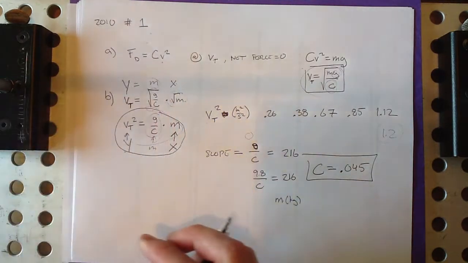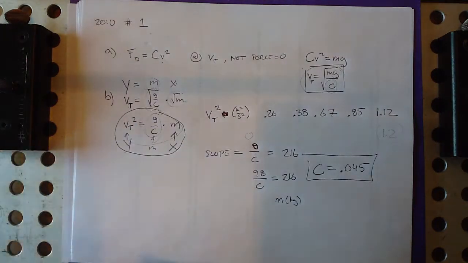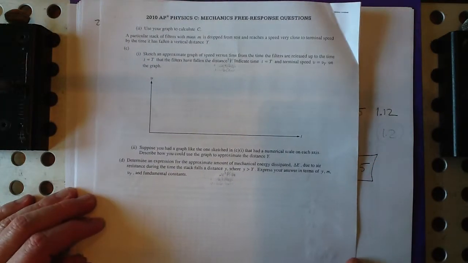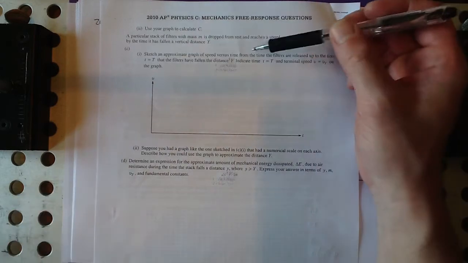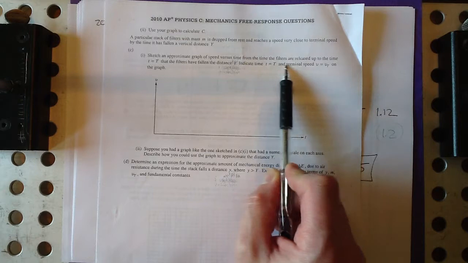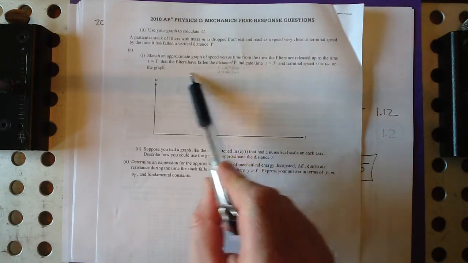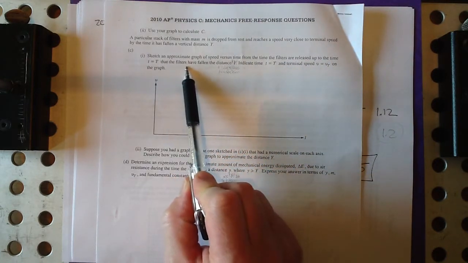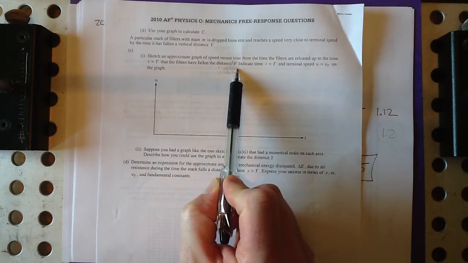Okay, the next part, C. I hope we used a lot of our 15 minutes there. Let's see how long this takes us. Sketch an approximate graph of speed versus time from the time the filters are released up to the time t equals t that the filters have fallen the distance y.